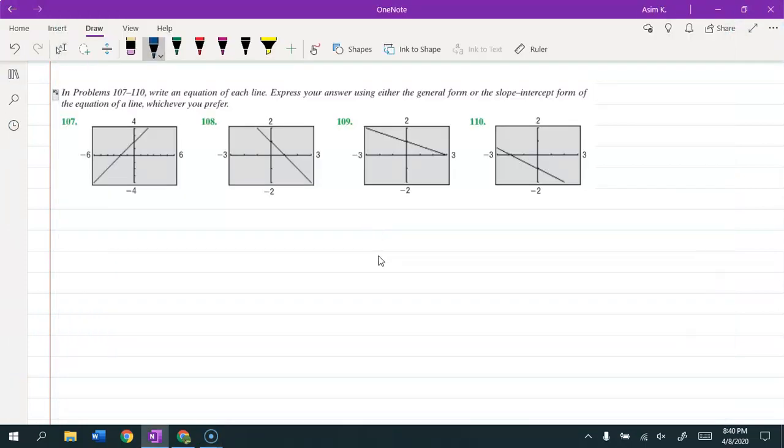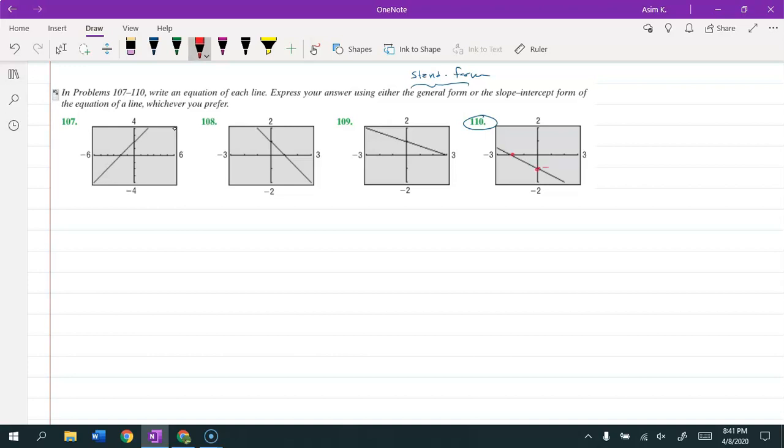Now let's take a look at number 110. The question says, write an equation of each line. Express your answer using either the general form or the slope-intercept form of the equation of a line, whichever you prefer. The general form, I believe, is also known as the standard form. So you're welcome to Google it up and see which one it is. I don't really keep track of those little bits of information because it doesn't really matter.